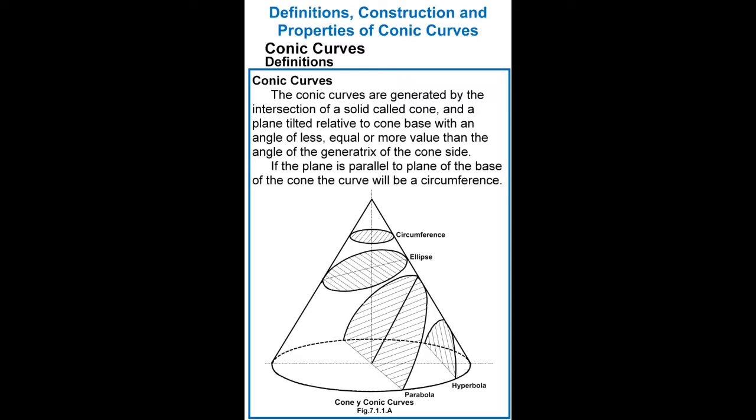The curves of the group called the conical curves are generated by intersection of a solid called the cone, with a plane inclined relative to the base of the cone with an angle of less, equal, or greater than the value of the angle of the generatrix of the side of the cone, also relative to the base of the cone. The angle of inclination may be less, equal, or greater than the angle of inclination of the generatrix of the side of the cone relative to the plane of the base of the cone.